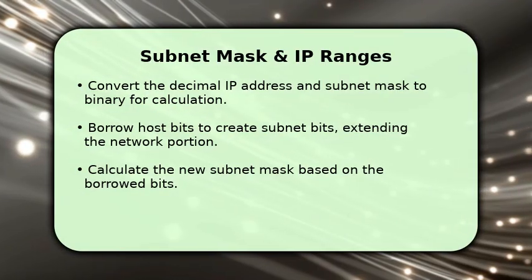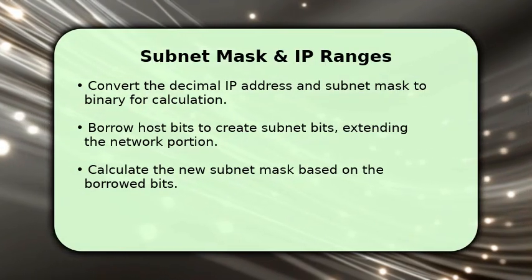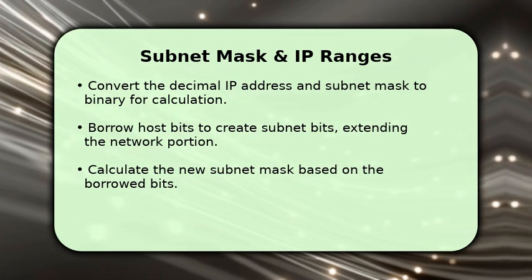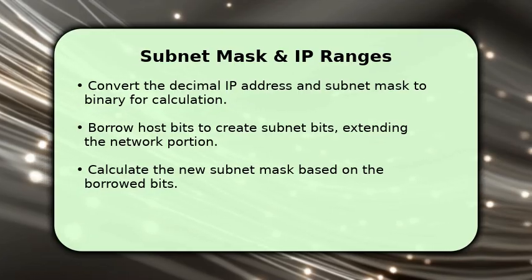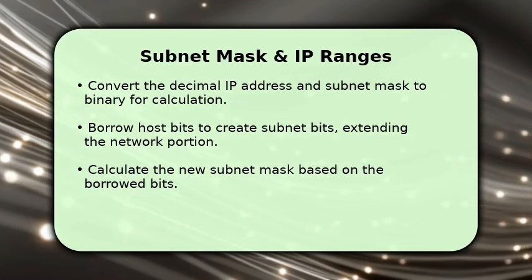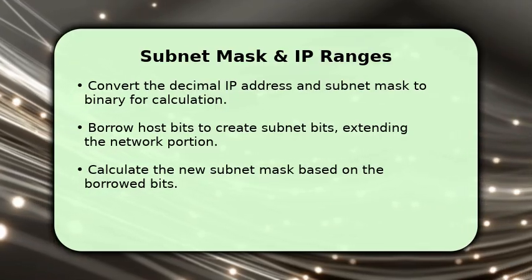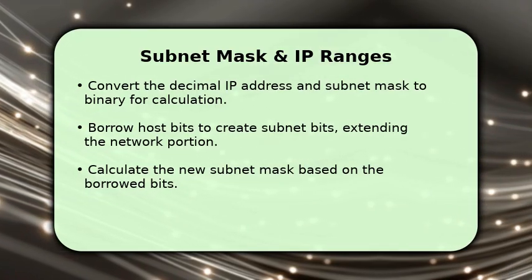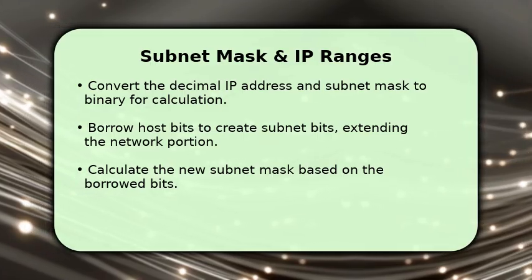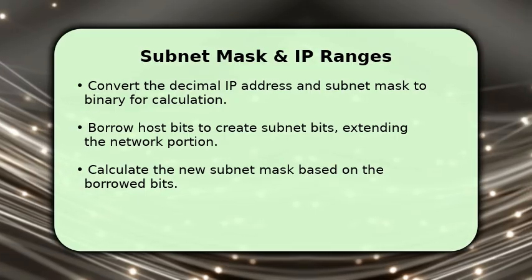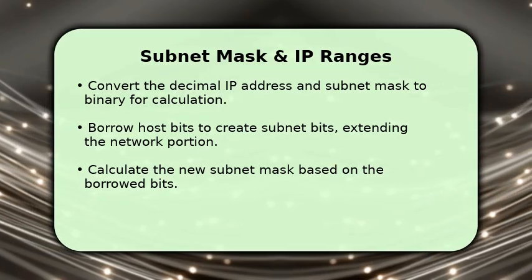Now, let's get into the calculations. Convert your IP address and the default subnet mask into binary. You'll then borrow bits from the host portion to create new subnets, which extends your network address. This step is key to defining your new subnet mask. Finally, calculate the valid IP address range for hosts within each new subnet, along with its unique broadcast address.